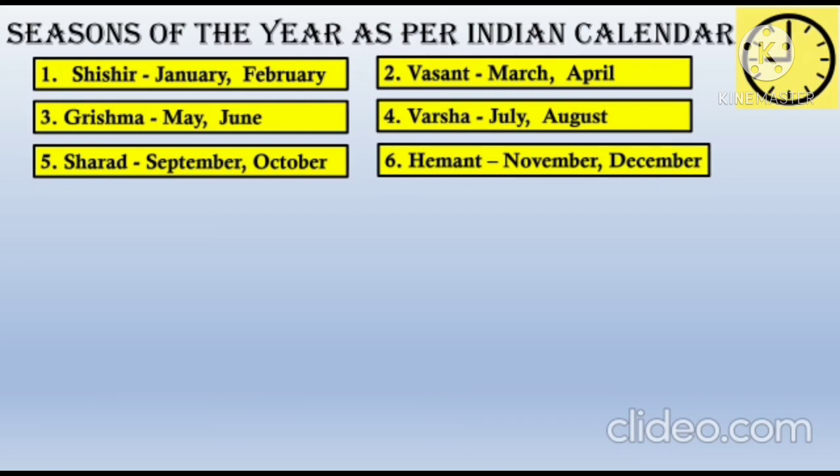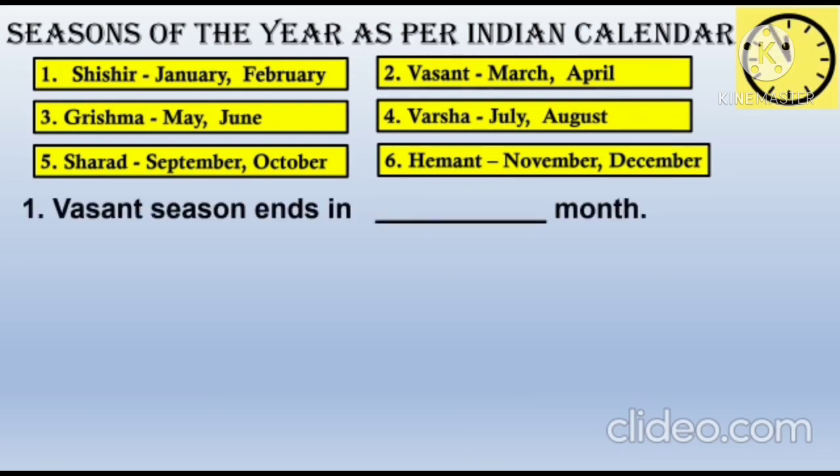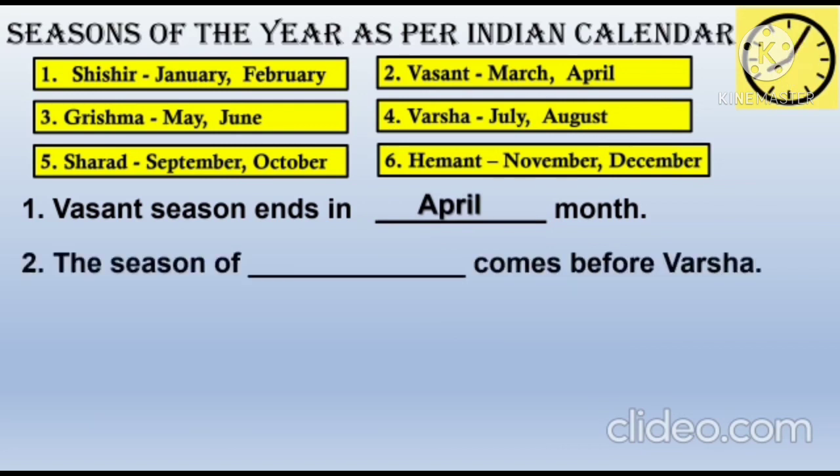So here we start. Vasant season ends in dash month. So you look at the box in which there is Vasant season. It is starting with March and ends with April. So our answer is April. The season of dash comes before Varsha. So Varsha is at number 4. So at number 3 we have Grishma. Before number 4 we have to see. We have to go back.